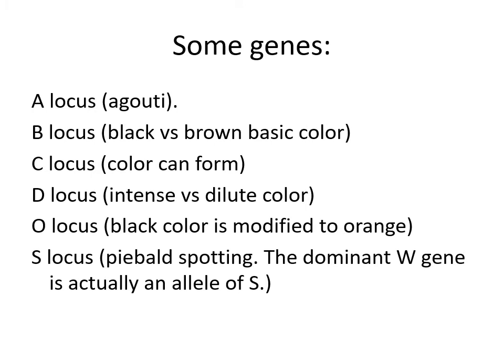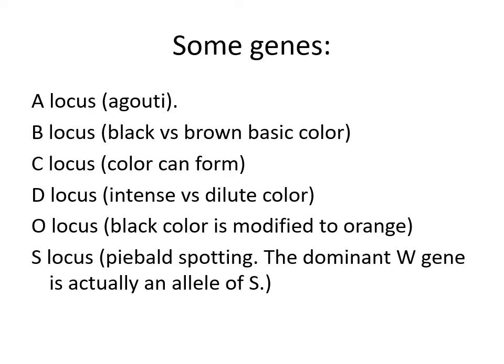So the genes we're going to talk about, there's more than this, but these are the main ones influencing coat color pattern in cats. Okay, the first one is the A, or agouti locus, and that is what determines the tigery pattern in a tiger cat. The B locus is going to be black versus brown as the basic color. Most cats are the default of big B. You can assume that without other information. The C locus is required for any color to form. So a cat that's little c is albino.